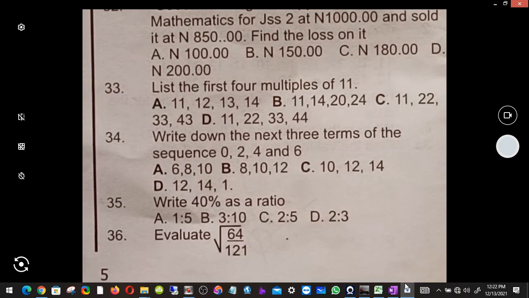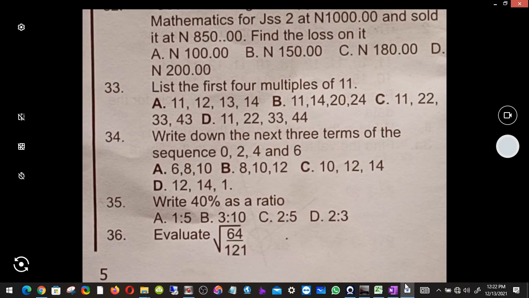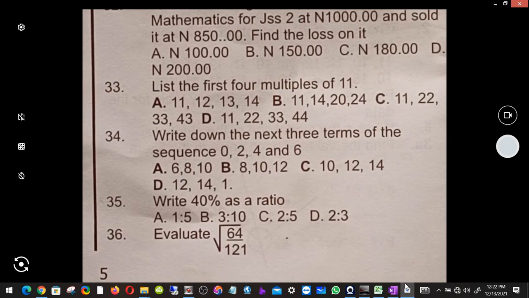Number 33. List the first four multiples of 11. The first four multiples of 11 are 11, 22, 33, 44. Option D.